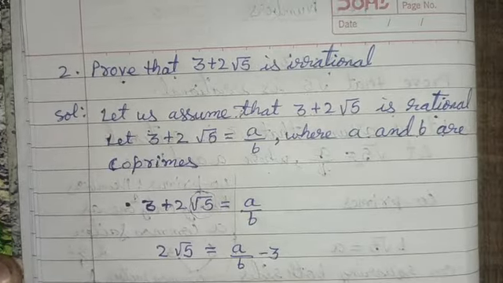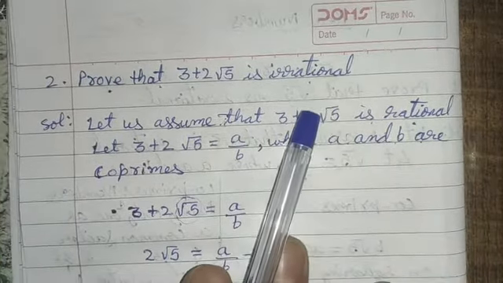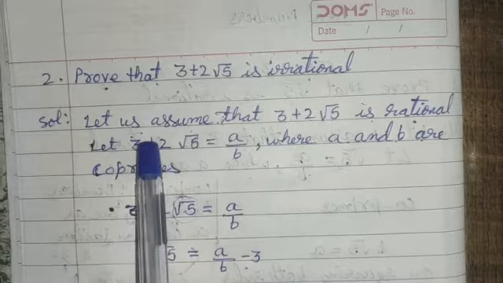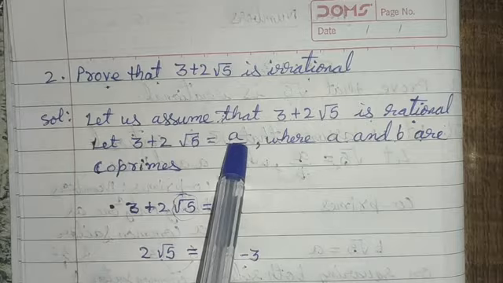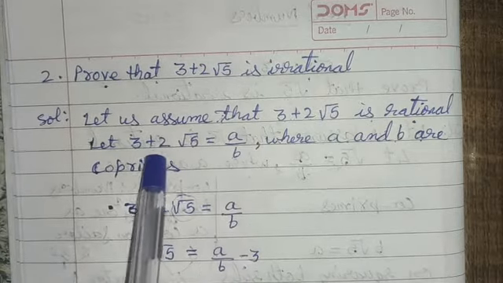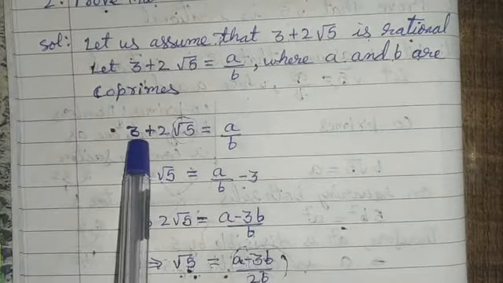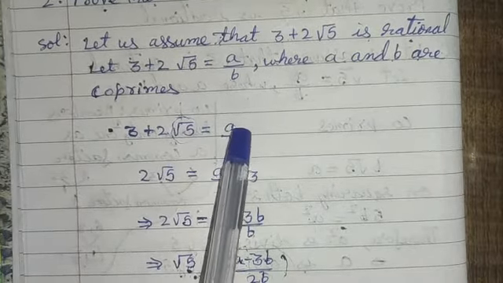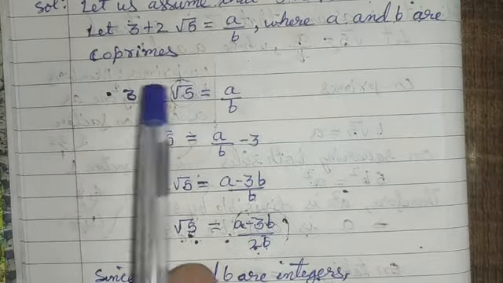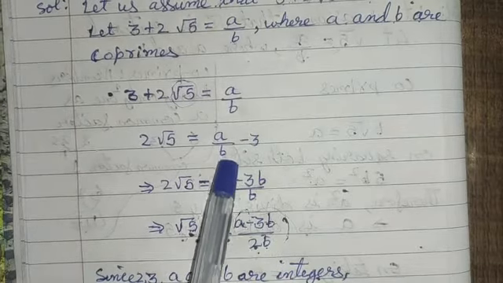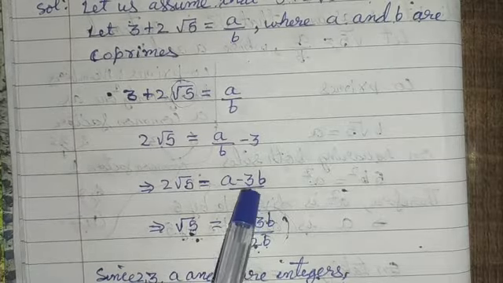Now second question: prove that 3 plus 2 root 5 is irrational. As we have done in question number 1, we will assume that 3 plus 2 root 5 is rational. Then we can take two co-primes a and b such that 3 plus 2 root 5 is equal to a upon b. From this we will find the value of root 5. Now 2 root 5, taking 3 to the right hand side, will be a upon b minus 3, and after taking b as LCM, we will get a minus 3b upon b.